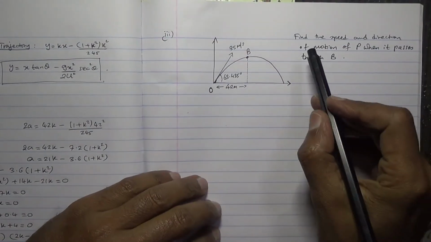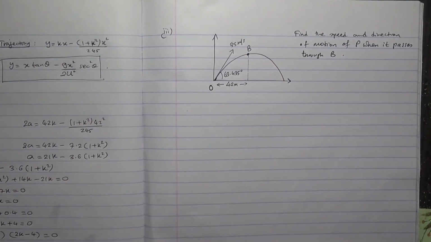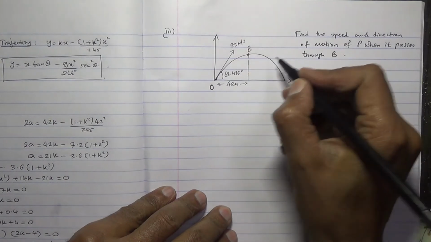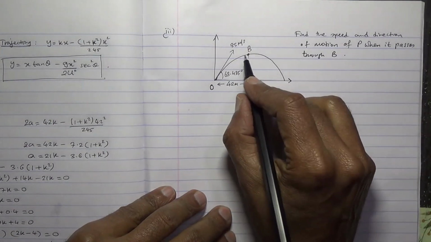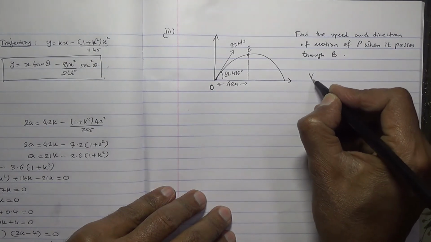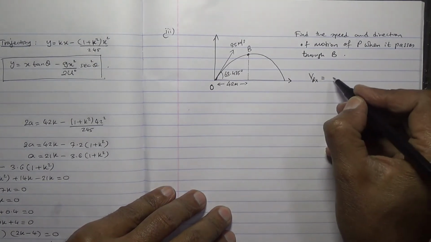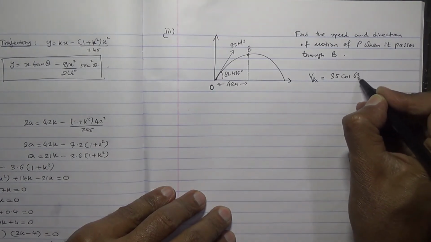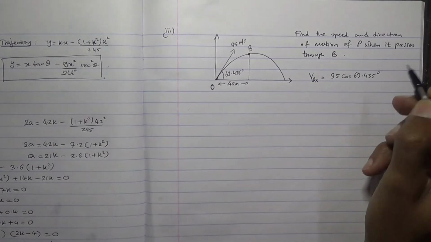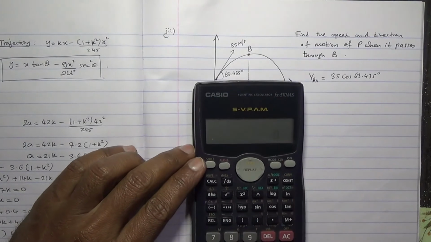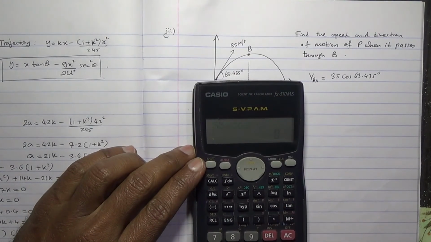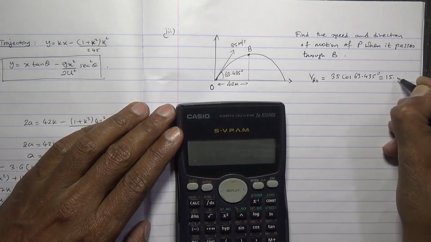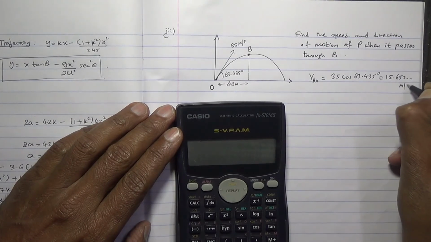Now for the third part, we need to find the speed and direction of motion of P when it passes through B. First of all I'm going to find the horizontal velocity. Let's call it VBX, and horizontal velocity would be then 35 cos of 63.435. 35 times the cos of 63.435 is 15.652 etc. meters per second.